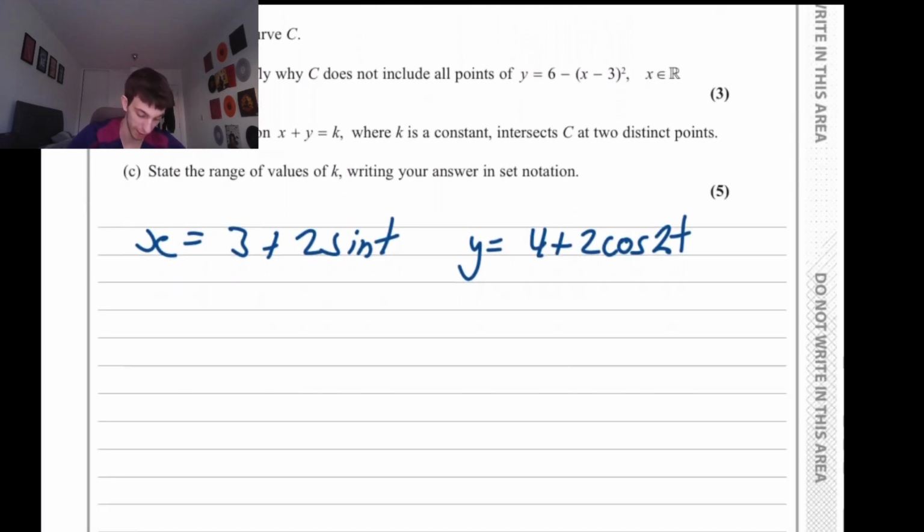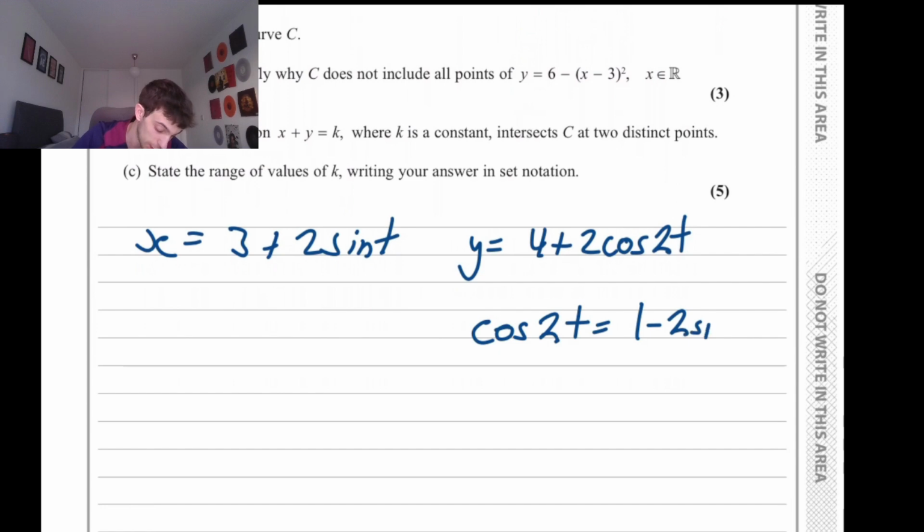So we know the double angle ID for cos 2t. There's three different ways we can write it. But the one that we care about, to get everything in terms of sine, would be 1 minus 2 sine squared t. We also know the double angle ID can be 2 cos squared t minus 1 or cos squared t minus sine squared t. But we only care about this one because it has everything in terms of sine, so we can now use our x parametric equation. We can make sine t the subject of the formula and then sub that into our y equation.